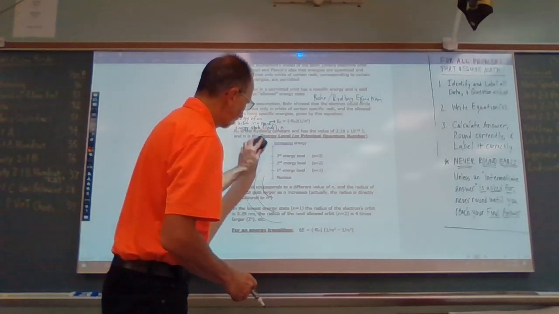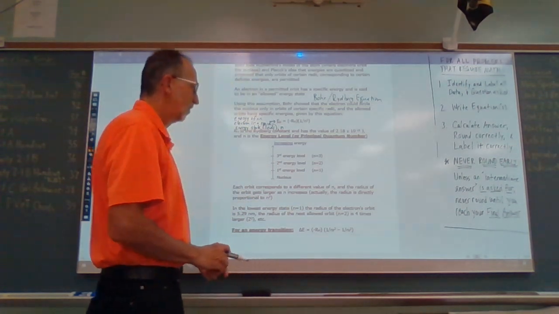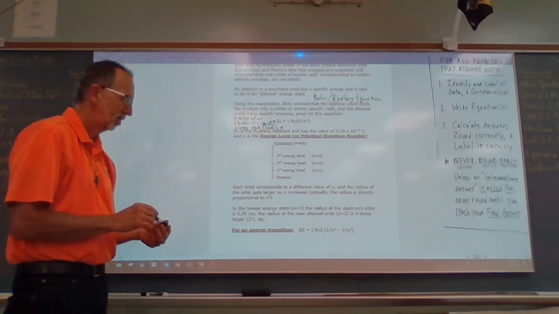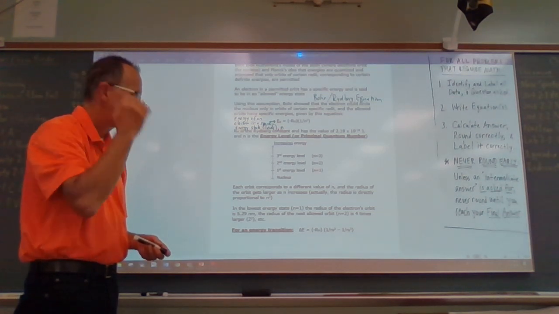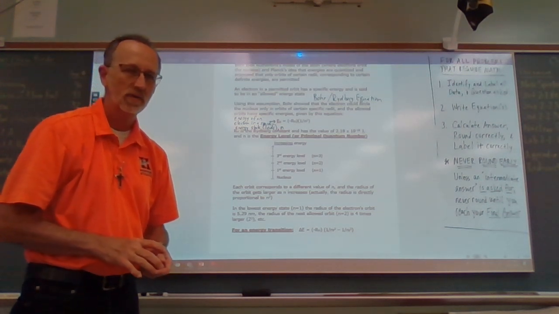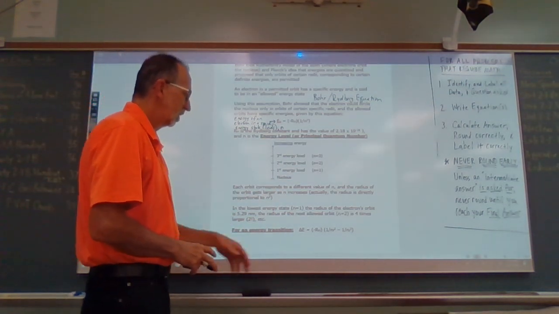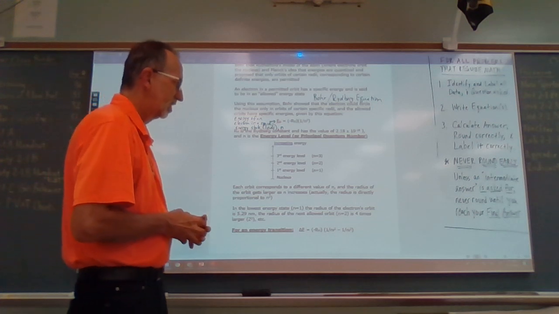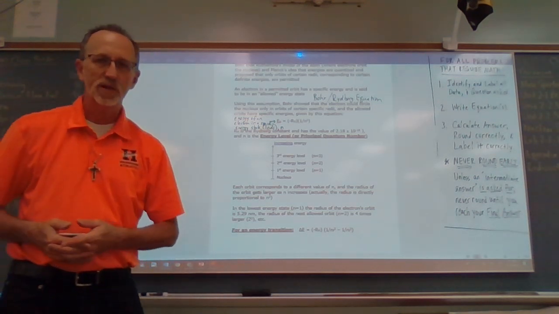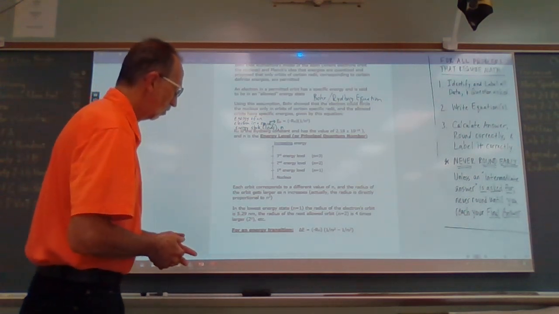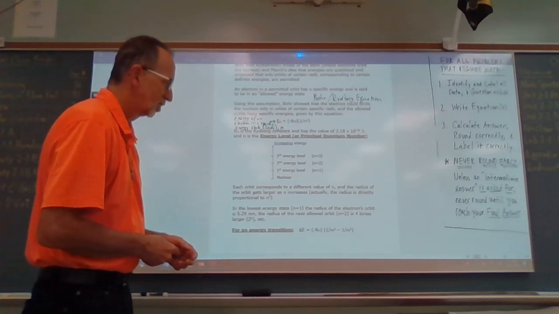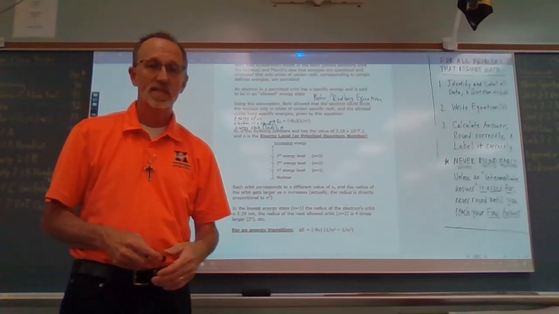So each orbit corresponds to a different value of n, and the radius of the orbit gets larger as n increases. Actually, it's a function of n squared. Hence n squared in the equation. In the lowest energy state, n equals 1, the radius of the electron's orbit is around 5.29 nanometers. The radius of the next allowed orbit, n equals 2, is 4 times that amount since it's a function of n squared.